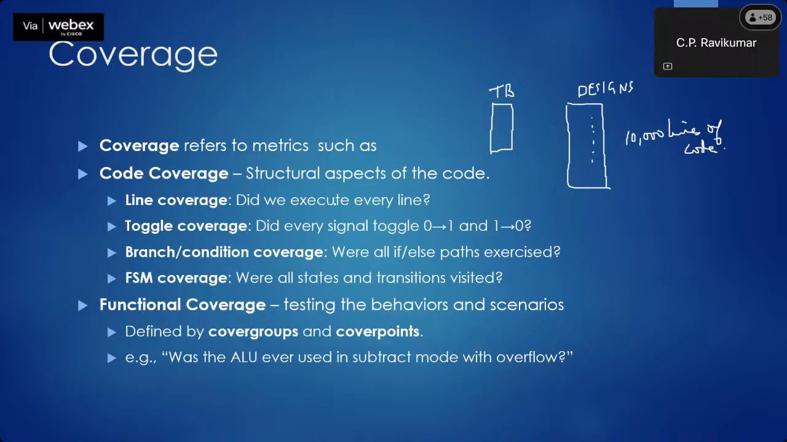So that is called branch or condition coverage. That means have you been able to cover all the branches? Then there is something called FSM coverage. So if there are several states, how many of these states were visited? Did you leave out some states altogether? In other words, the test bench could not send the finite state machine to a specific state.